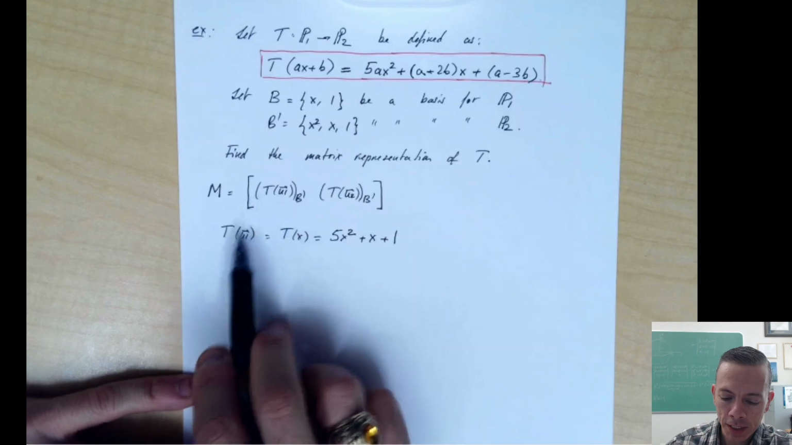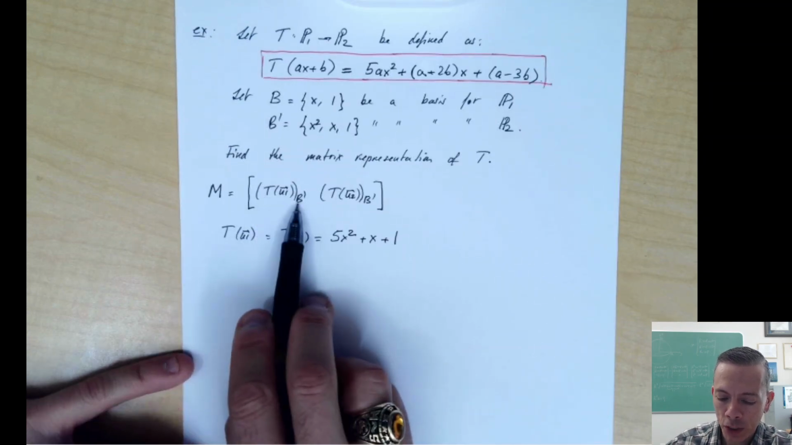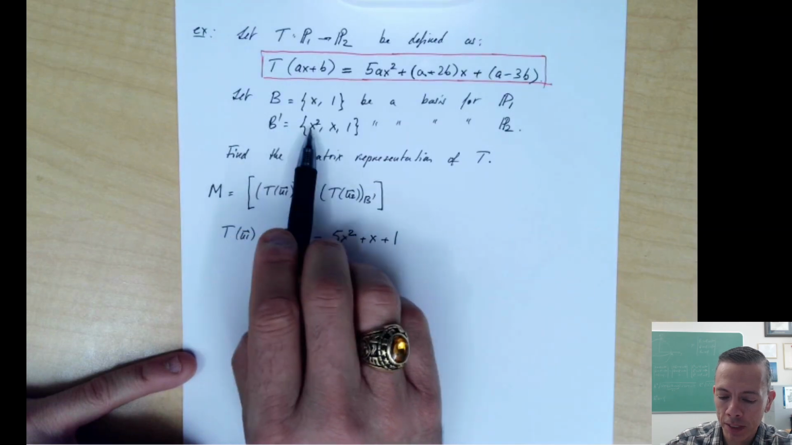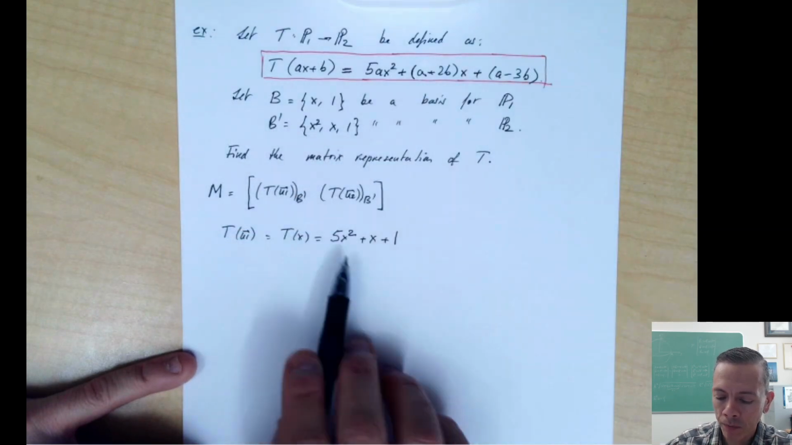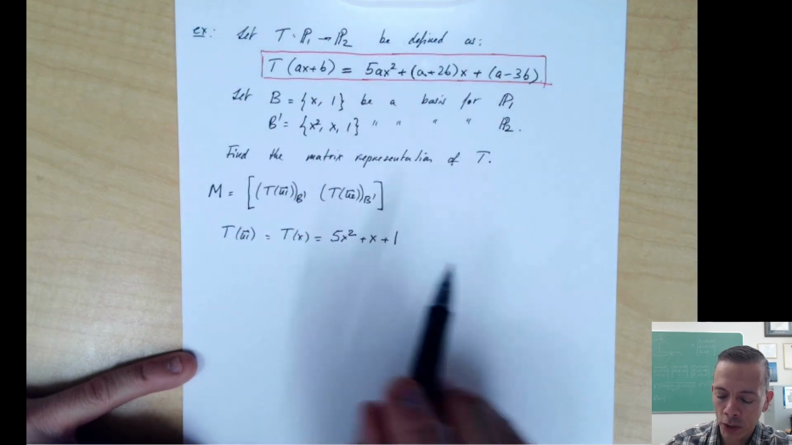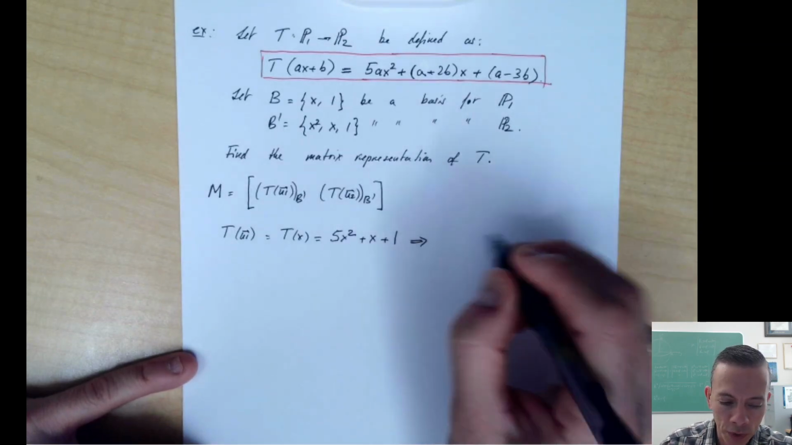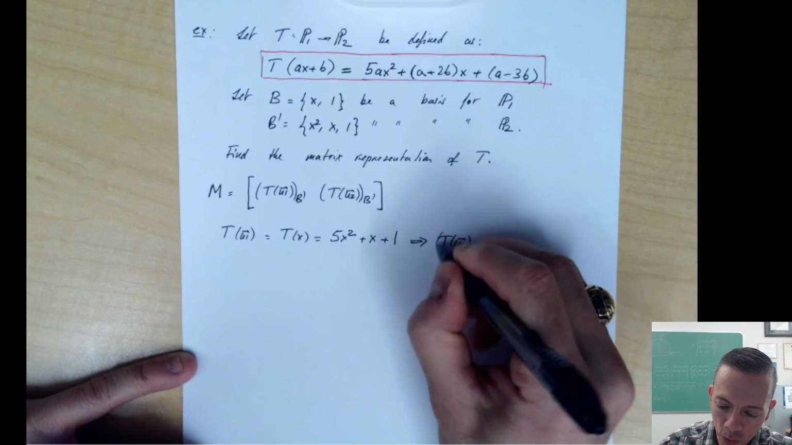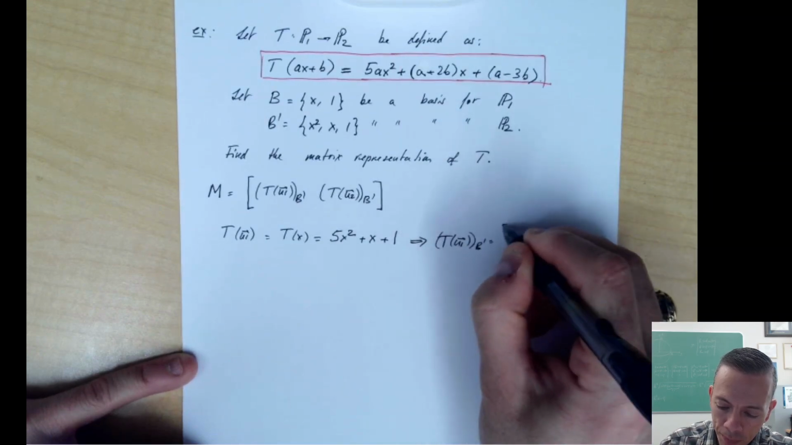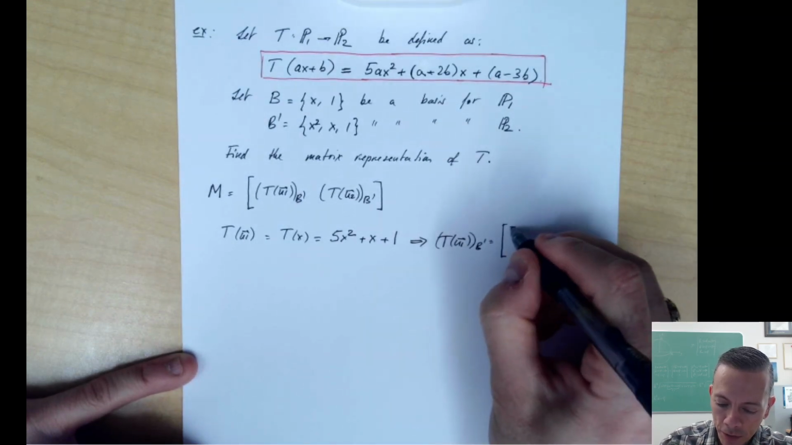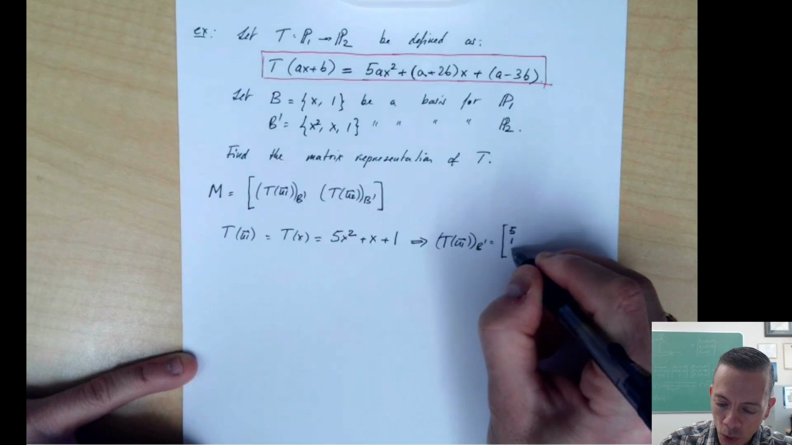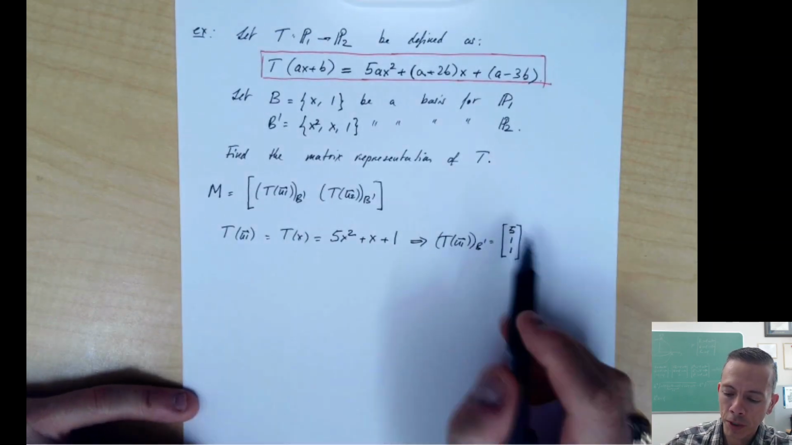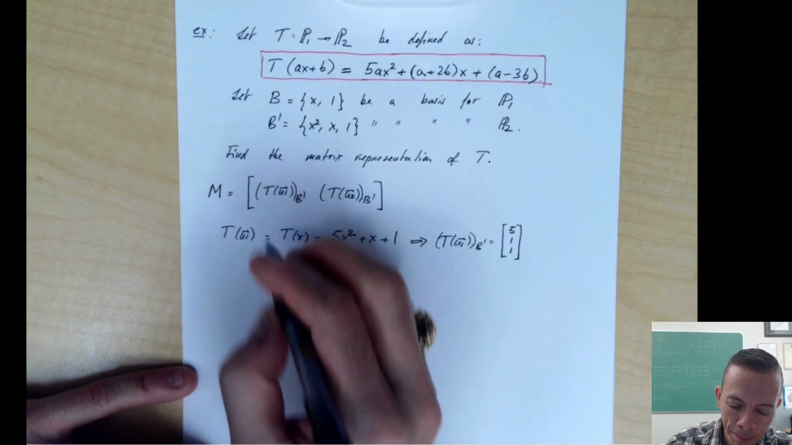So this is T of u1, and now we need to find T u1 relative to B prime, where B prime is the canonical basis x squared, x, 1. So the coordinate transformation will give you that T u1 relative to B prime is the vector 5, 1, 1. This will be the first column of our matrix M.